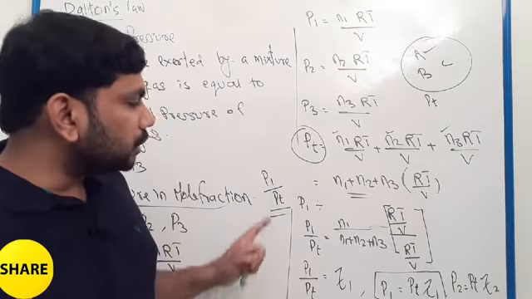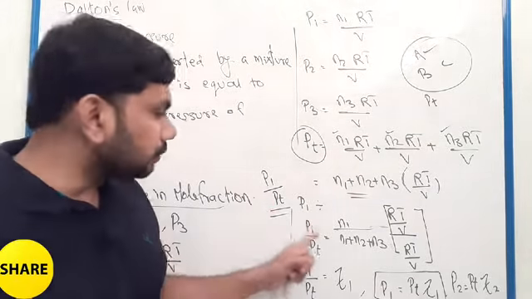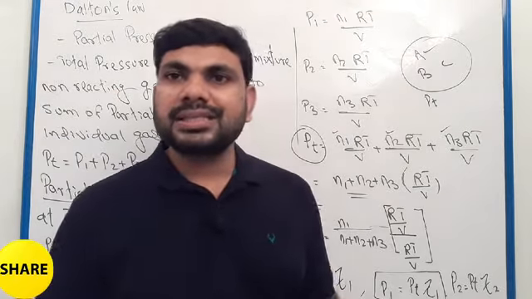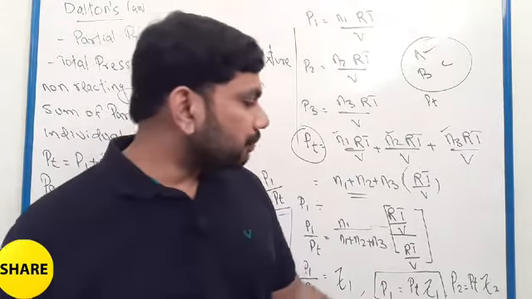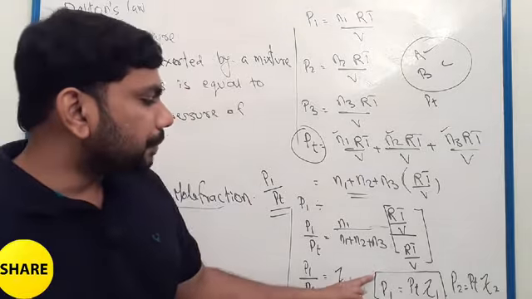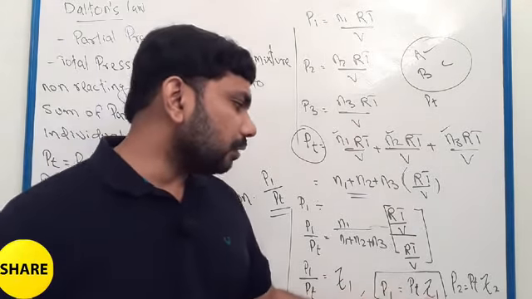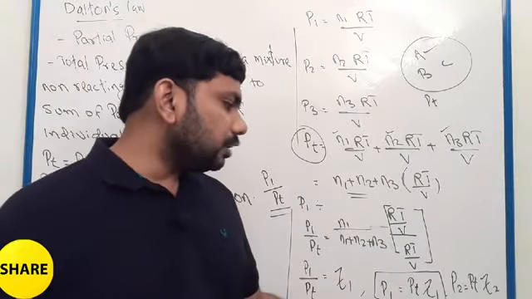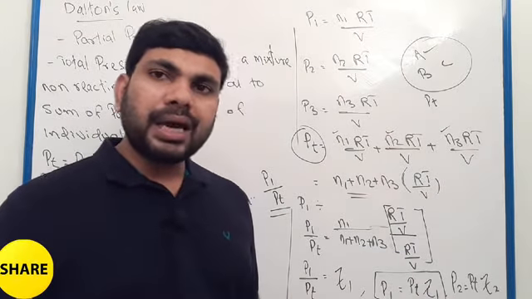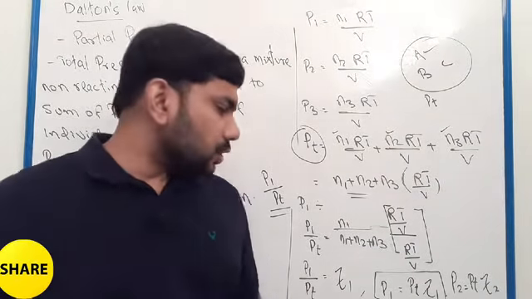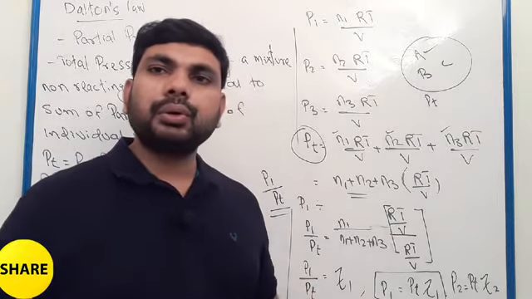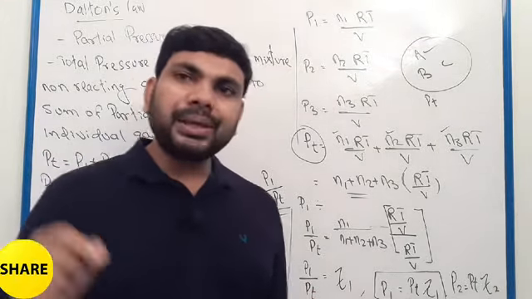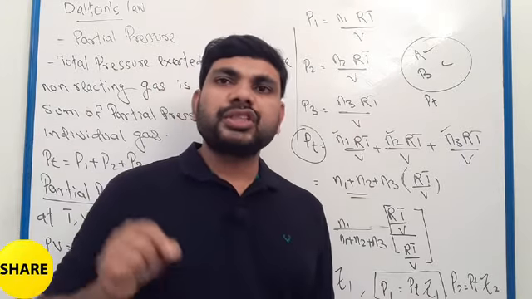After that you can do P3 divided by PT. You will get n3 divided by n1 plus n2 plus n3, the mole fraction of the third component, chi 3. So you get P1 equals PT chi 1, P2 equals PT chi 2, P3 equals PT chi 3. Imagine there are many components: for the ith component, Pi equals PT times chi i. You can write this common equation.